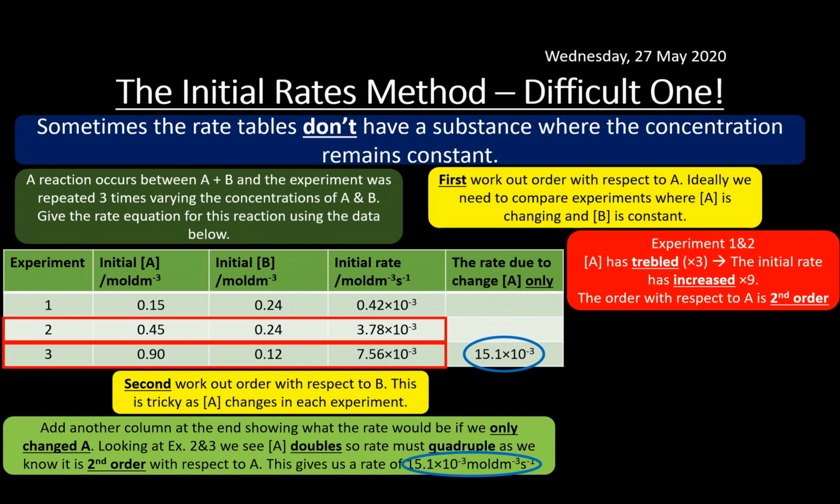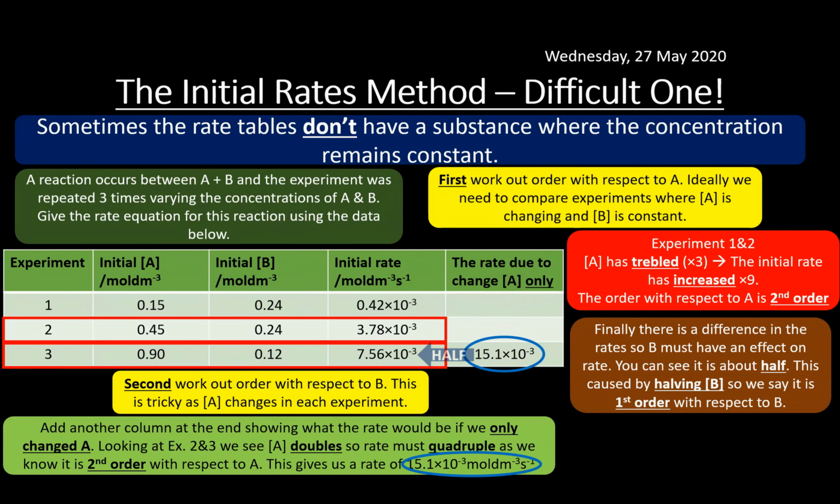Then you can see there's a difference in the rates. We just work out the difference here, and this is half. So the rate has actually been reduced here by a half, and the concentration of B has also been reduced by a half. So what we can say is that this is first order with respect to B, because the difference in the value here is half. So that's the theoretical value if A only existed, but B is having an impact.